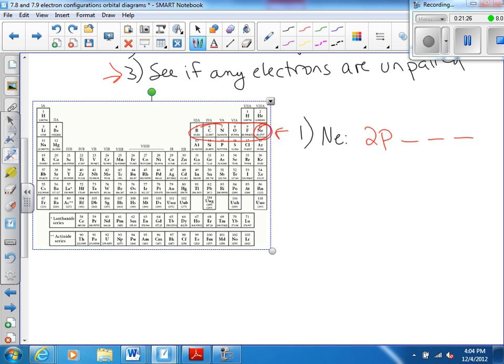So I'm going to count how many electrons neon has. 1, 2, 3, 4, 5, 6 2p electrons. I count the boxes in that section, and I'm going to fill them into my 2p sublevel. 1, 2, 3, 4, 5, 6. And I have to fill those in using the rules that I've always been using for filling in orbital diagrams. I put 1 electron per orbital before I pair up electrons. Now I check. Do I have any unpaired electrons? No. Therefore, neon is diamagnetic.